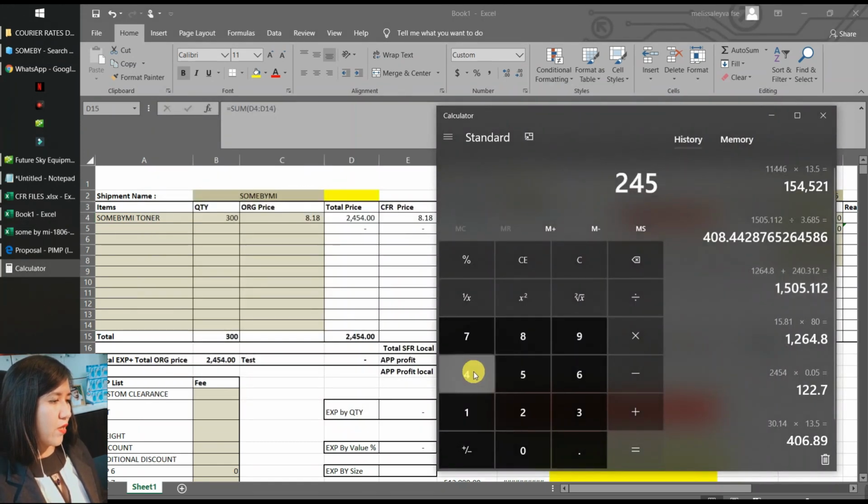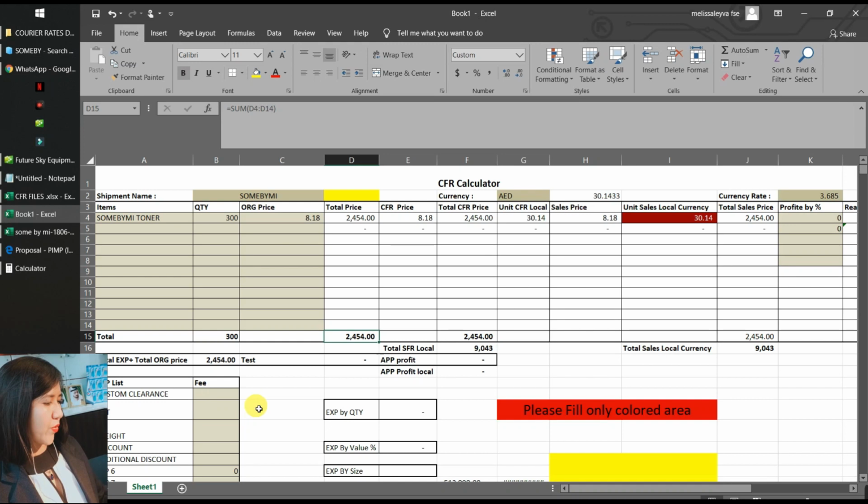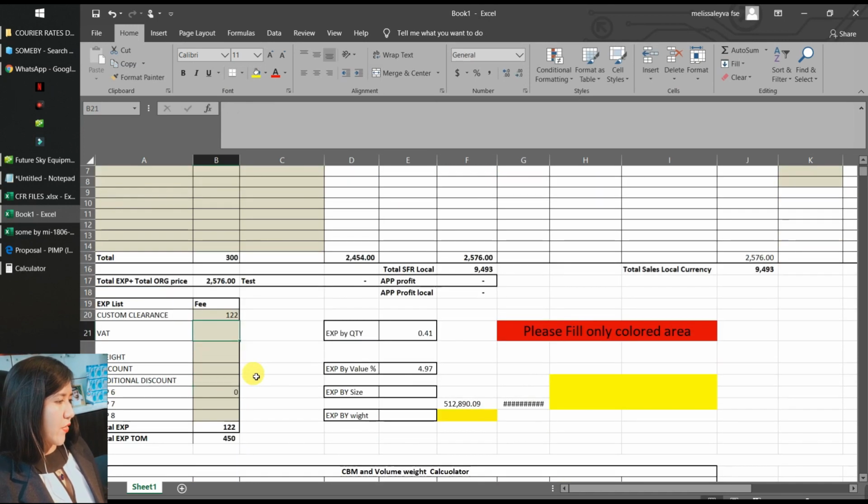2,454 times 5% gives us 122. Let's just put 122. As I mentioned, it can be 0, it can be 1%, but until we receive the final invoice or check the final customs clearance fee, we don't have the information yet. Now the VAT is going to be 5% as well. That's going to be the import VAT in UAE.